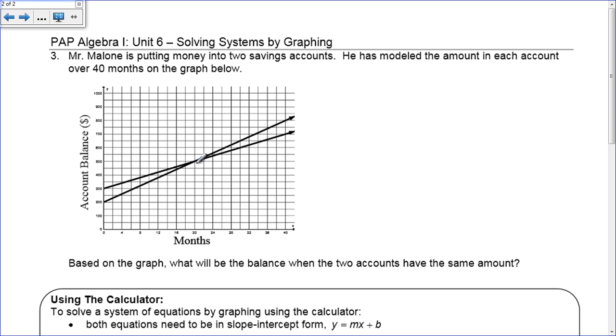Well, they have the same amount right here. That's their intersection point. That's where they're equal. We want to know what that amount is. Well, it looks like it took 20 months to get there, and it is at $300. So my ordered pair solution is (20, 300), but my question only asks for the balance, so it just wants the money. When they have the same amount, both accounts will have $300 in them, and so that's what they're asking for. Just find the intersection point and give them just the part they want.